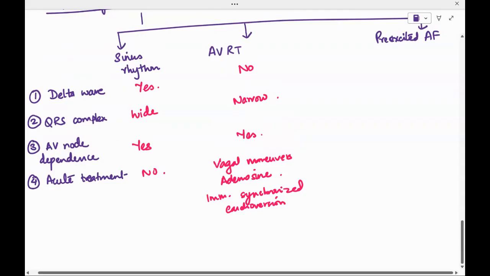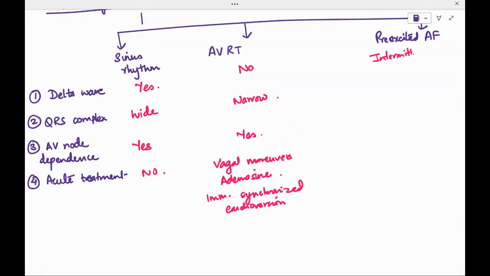Then pre-excited atrial fibrillation. The delta wave can be present intermittently. QRS complex is wide. AV node dependence, no. And this is very important because as it is not dependent on the AV node, there is a high risk of extremely high ventricular rates. And acute treatment, yes, procainamide. And again, if the patient is hemodynamically unstable, then we can give synchronized cardioversion.